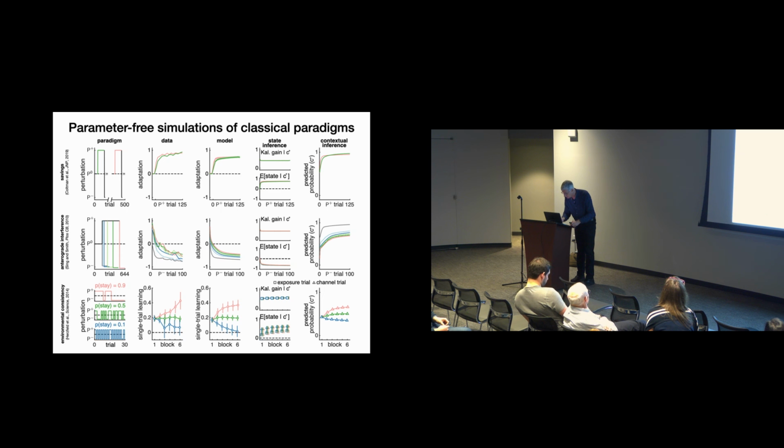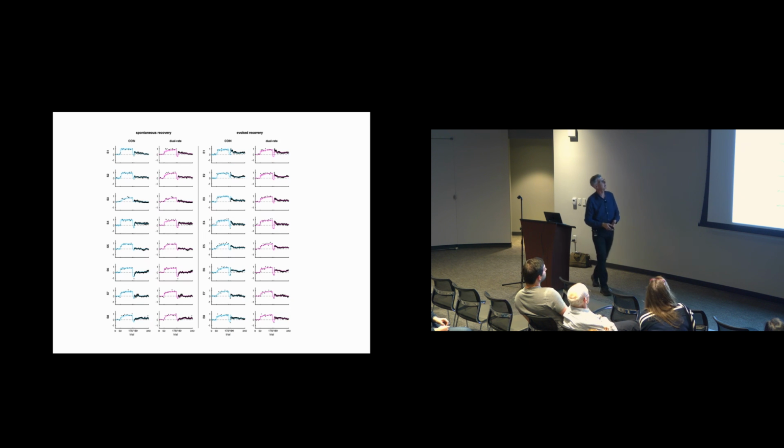Let me see if I've got it here. Okay, this is individual subjects in spontaneous recovery and invoked recovery. For example, here's a subject who shows very nice spontaneous recovery. Here's a subject who shows no spontaneous recovery, and here's one who shows almost none. So they vary in what they show, but the COIN model can pretty much fit them all. This is the COIN model on the left, and you can explain people who have different parameters.